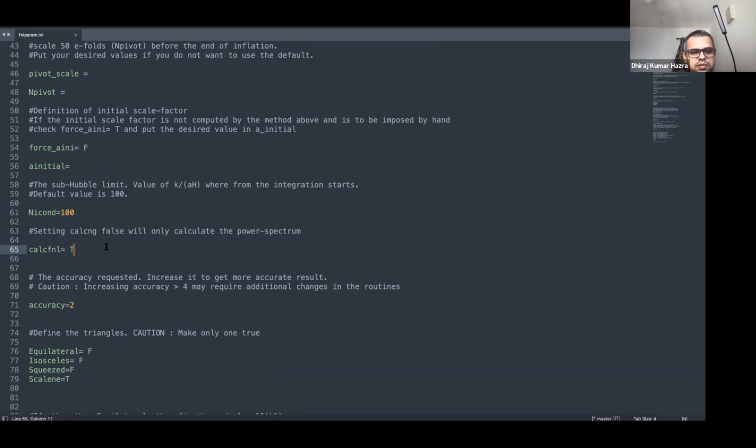Now this is called the bispectrum. We are not going to talk about the bispectrum, the three-point correlation function. I'm saying calc fNL equal to false. Accuracy is another parameter we don't have to worry about now. The bispectrum has different templates. For example, the power spectrum is written in such a way where we have a delta of k1 plus k2, but the bispectrum is determined in a triangular shape, k1, k2, k3. So it has different triangular shapes: equilateral, isosceles, squeezed and scaling. It was written as true, but let's write it as false and just make equilateral equal to true.